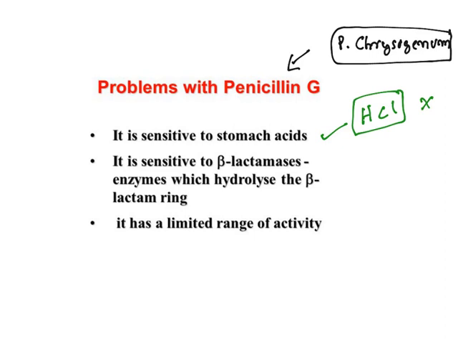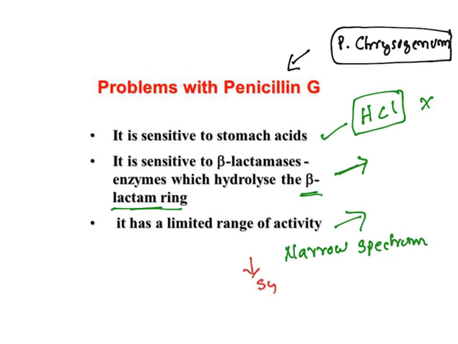Second one, it is sensitive to beta-lactamase enzymes. Bacteria started producing beta-lactamase, and that was hydrolyzing the beta-lactam ring. Again the same problem. Then it has a limited range of activity, which is known as narrow spectrum. So it cannot be used to treat a lot of diseases. The major use of penicillin G was to treat syphilis. Other than that, it was not of much use, and it has all these shortcomings.